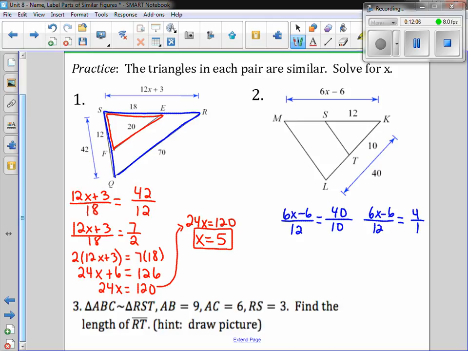I'm going to cross multiply. 6x minus 6 equals 4 times 12. So 6x minus 6 equals 48. I'm going to add 6. 6x equals 54. And therefore x is equal to 9 by dividing by 6.